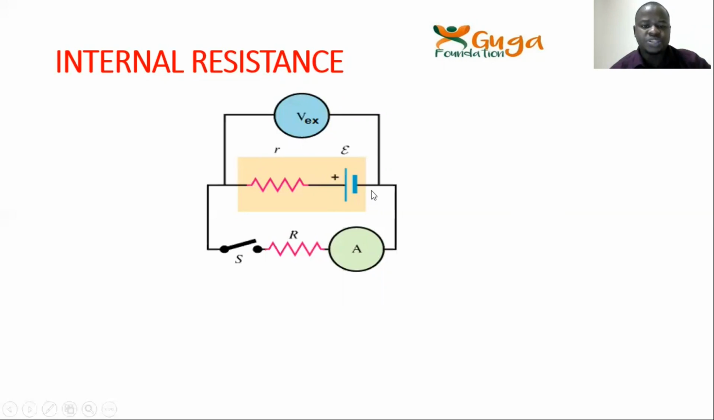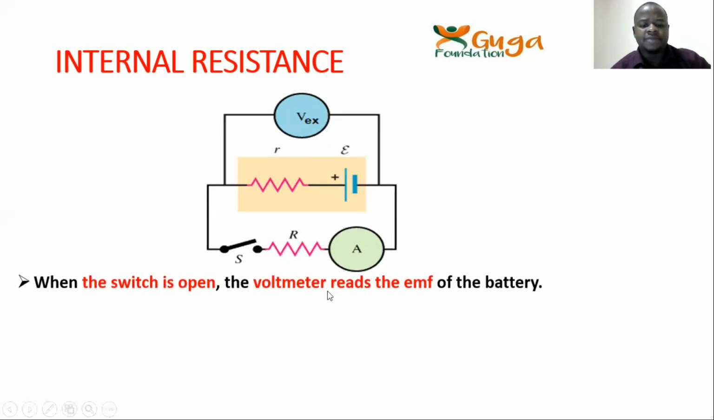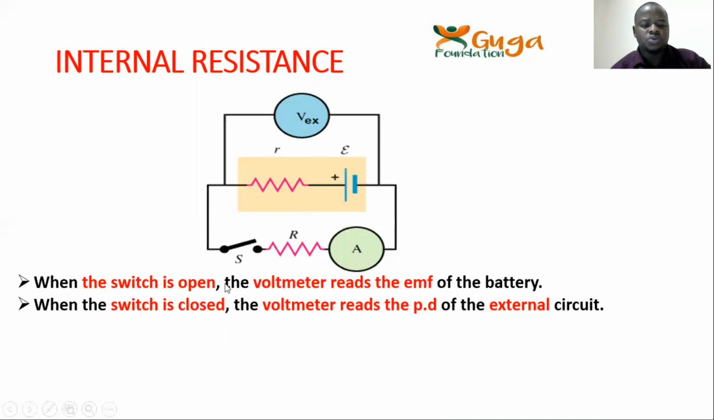That's the voltage which is going to be used by this resistor and other resistors if they're there. This is the Vx. That's the voltage which is going to be used externally. So when the switch is open, the voltmeter reads the EMF. When this switch here is open, this voltmeter is going to read the EMF, because now there will be no item here which is using the current or the voltage, because the switch is open. When the switch is closed, immediately when you close the switch, the voltmeter reads the PD of the external circuit. When you close here, the voltmeter will read the PD of the external circuit.